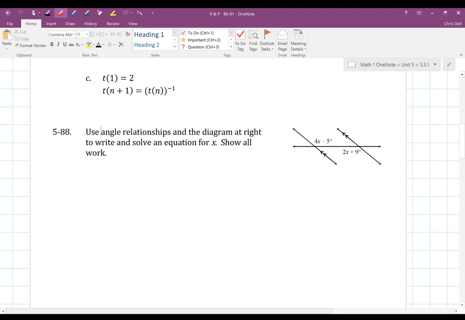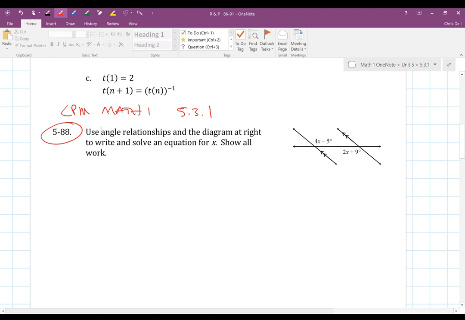We are looking at a problem that has to do with angle relationships, specifically parallel lines cut by a transversal. So this is a question that comes from CPM's Math, Integrated Math 1, section 5.3.1, number 588. So it says, use angle relationships and the diagram at the right to write and solve an equation for x. Show all your work.